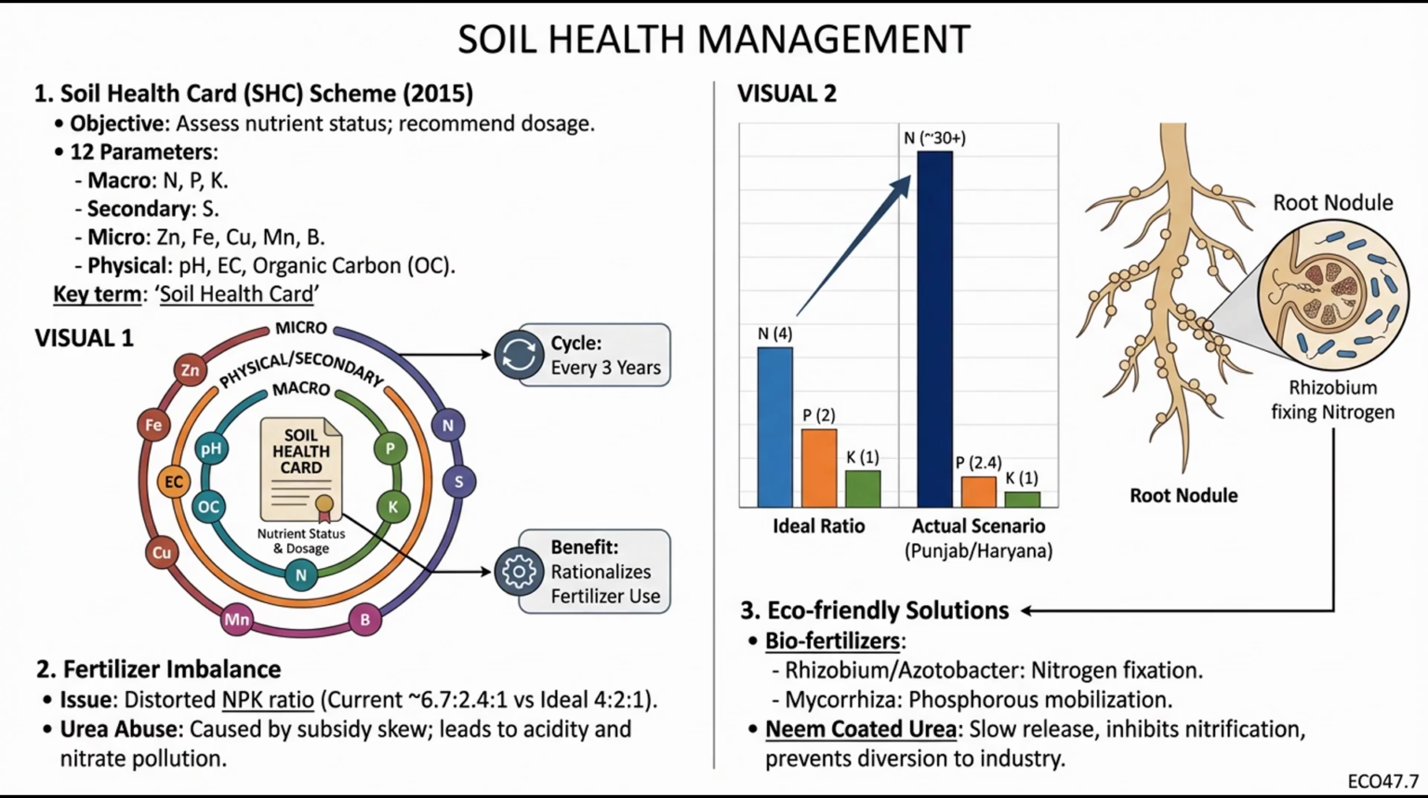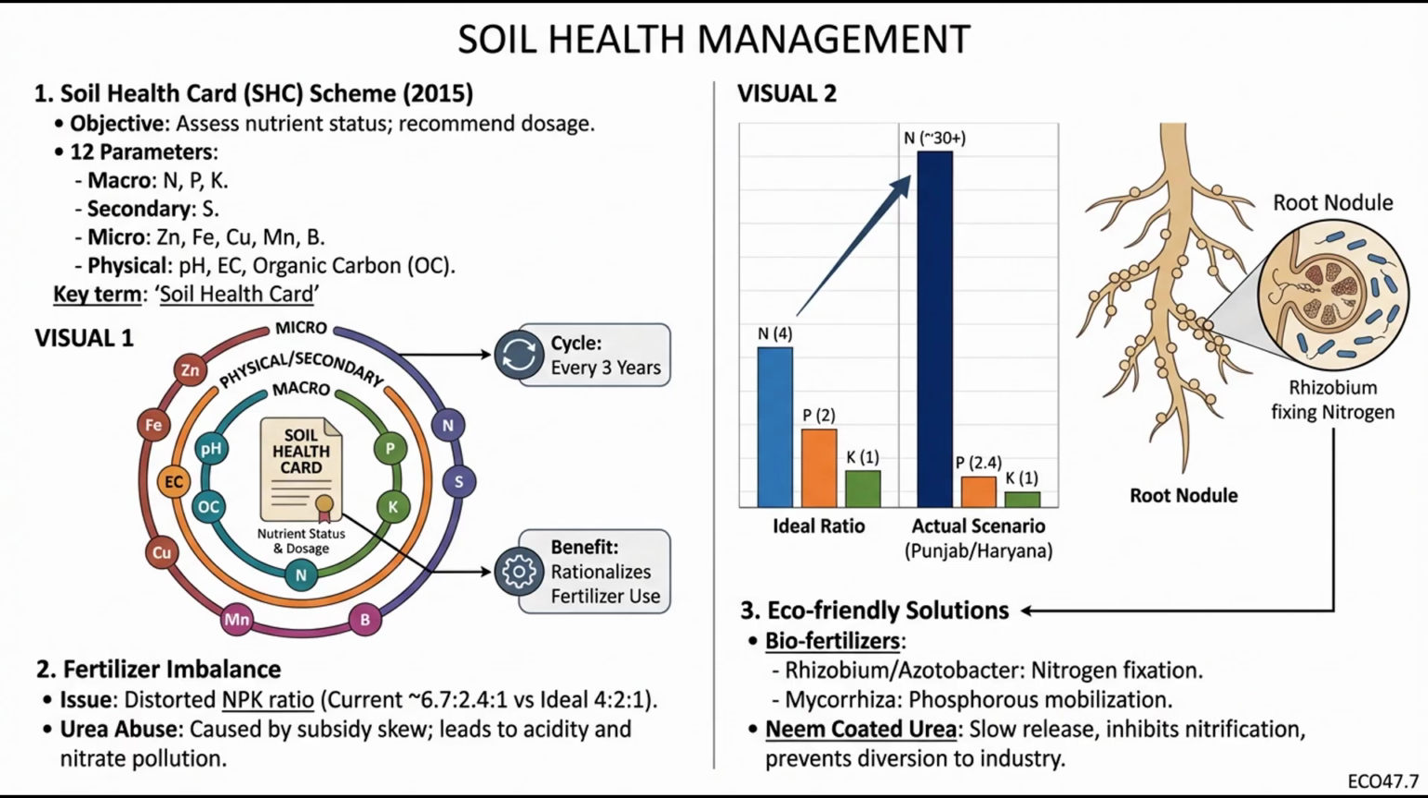बिल्कुल डॉक्टर की रिपोर्ट की तरह. As shown in Visual 1, it measures 12 distinct parameters. Macronutrients like nitrogen, phosphorus, potassium, secondary nutrients like sulfur, micronutrients like zinc, iron, copper, etc., and physical parameters like pH and organic carbon. This card is renewed every 3 years to track changes in soil health.